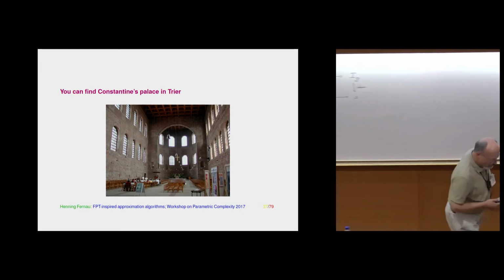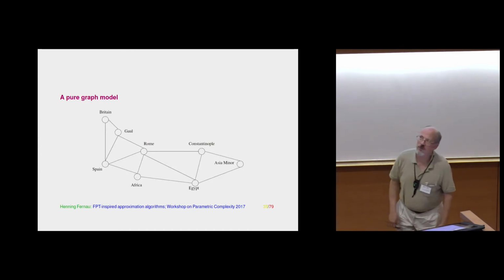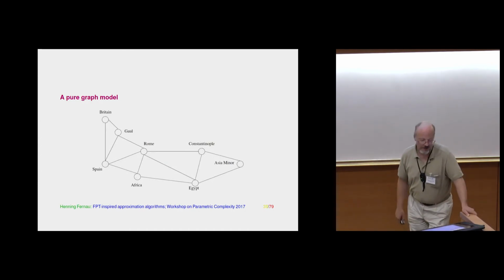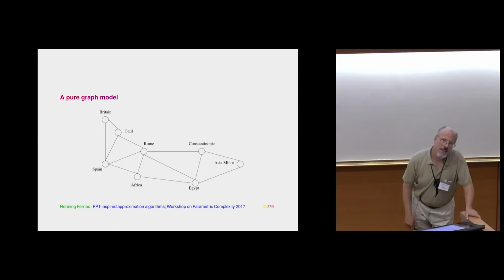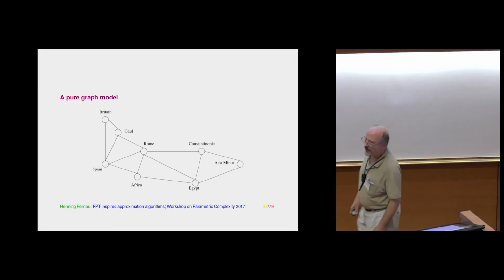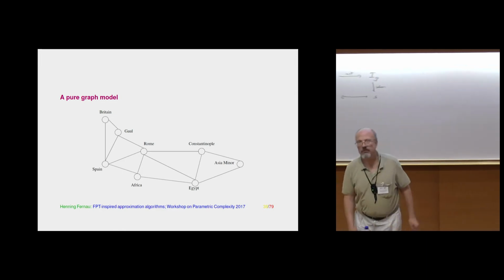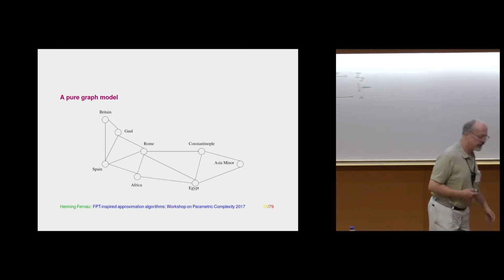Okay, enough of this kind of history. So back to graphs. And this is a more abstract map of the Roman Empire. And so now, what does this Roman domination function have to do with the Romans? Maybe some kind of military strategy, at least.